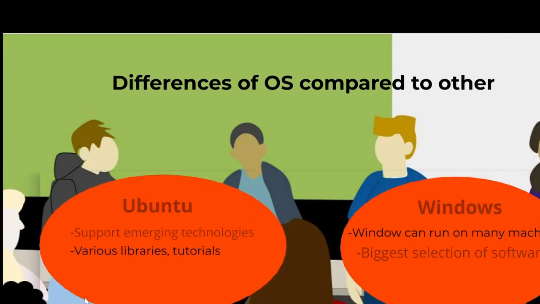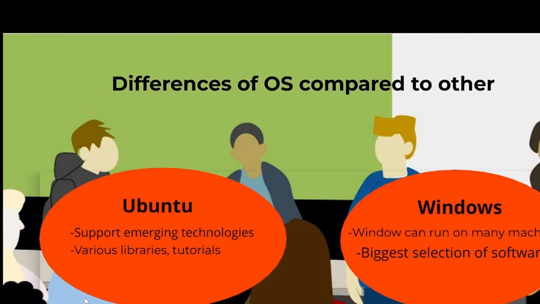Next, we will be talking about the differences of each OS compared to others. For Ubuntu, Ubuntu supports emerging technologies. Ubuntu is the best OS for developers because of the various libraries, examples, and tutorials. These features help a lot in using AI, ML, and DL, unlike many other OS.